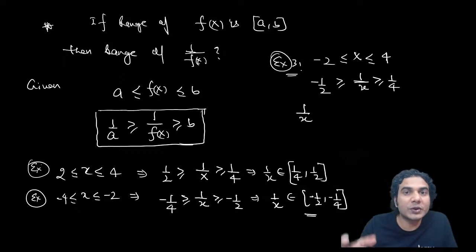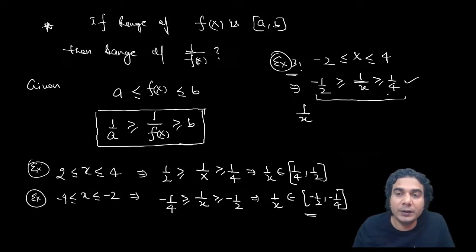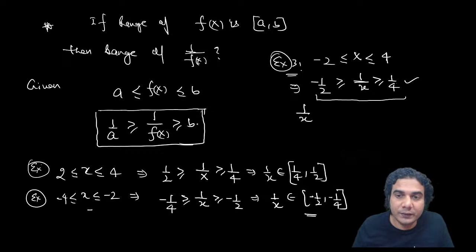So reciprocal of positive numbers will be positive interval, and reciprocal of negative numbers will be negative interval. Okay. So far it is absolutely right. Now to read this, you need to read this as 1 upon x is greater than or equal to 1 by 4, or less than minus 1 by 2. So far we were reading it like greater than this and less than this, but in this you need to read it as greater than 1 by 4 or less than minus 1 by 2. So that is the correct way.